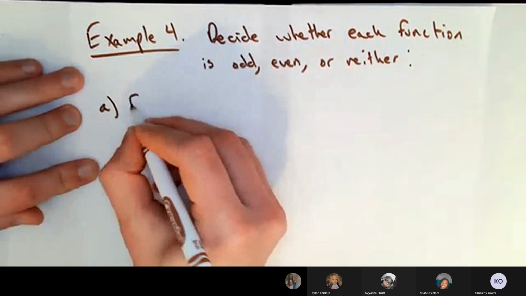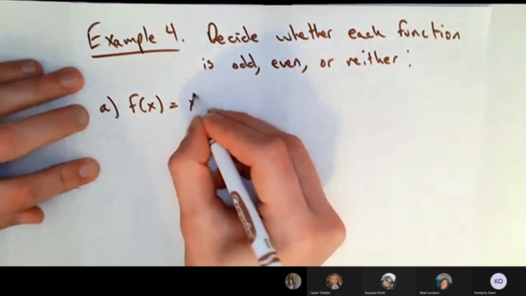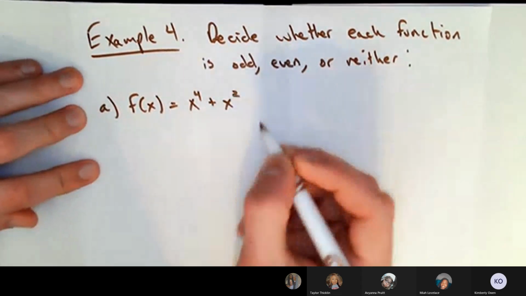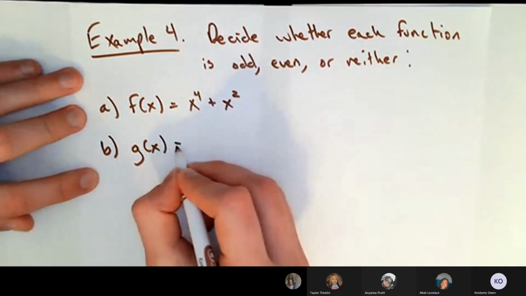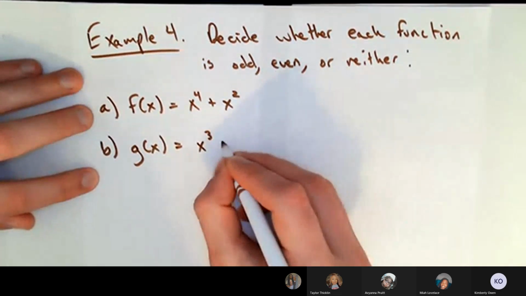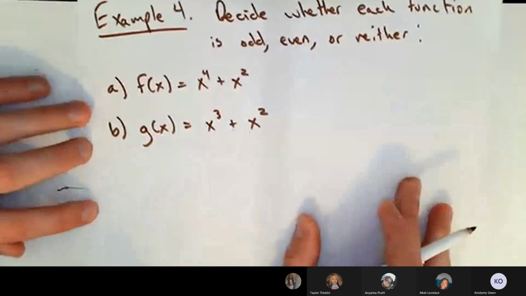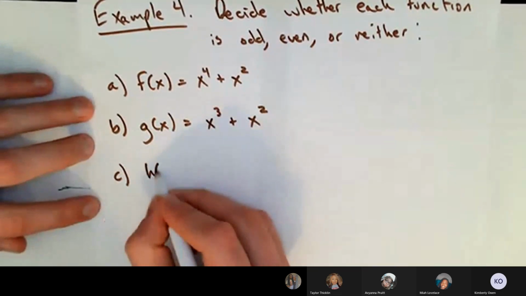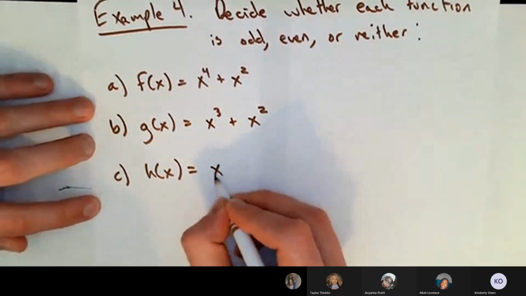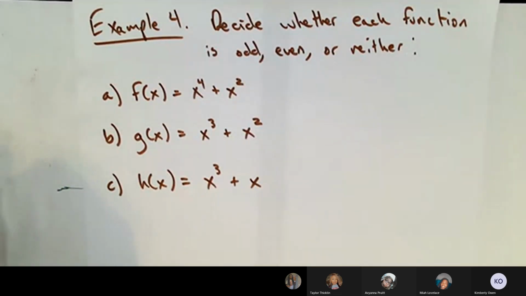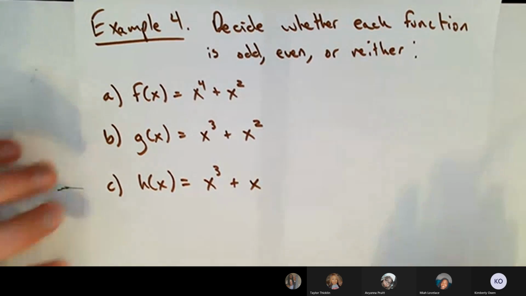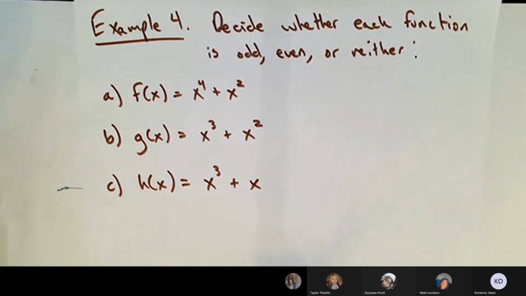Let's say part A is f of x equals x to the 4th plus x squared. B is g of x equals x cubed plus x squared. And C, h of x equals x cubed plus x. Okay. How do we do this? We stuff a negative inside the function and see what happens, basically.